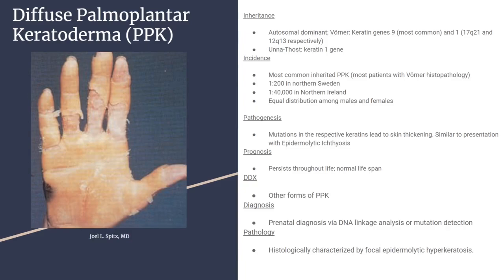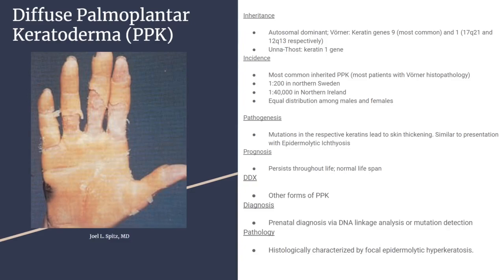So keratin 1 is retained throughout all the upper layers of the skin, starting at the spinosum but climbing higher. And that's why in the Unna-Thost variant you might see those other isolated plaques on various other surfaces. However, keratin 9 is mostly expressed only in the palms and soles' upper layers. So that's why in the Vörner variant you might have less involvement generally and more focal involvement in the palms and soles.